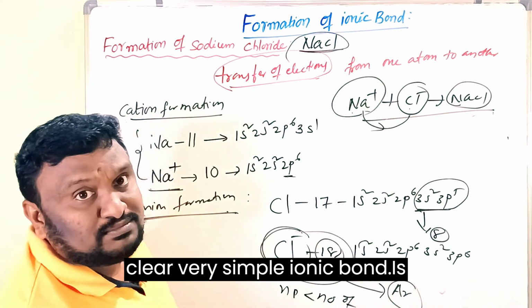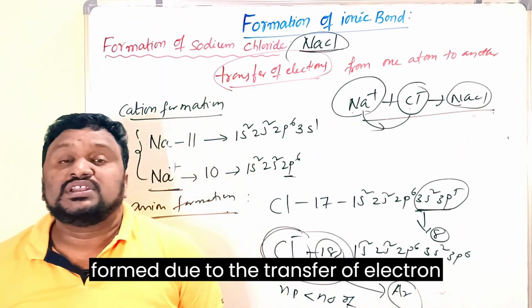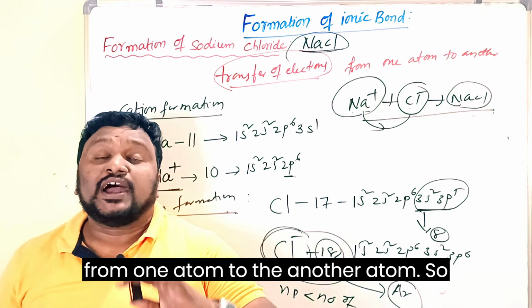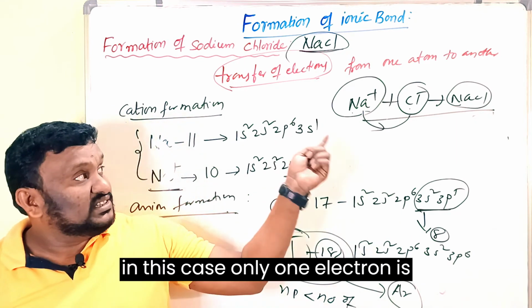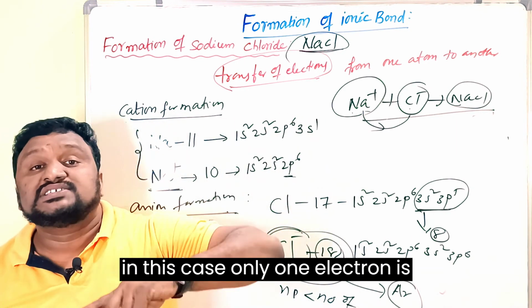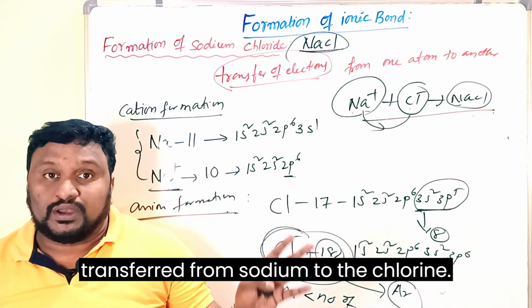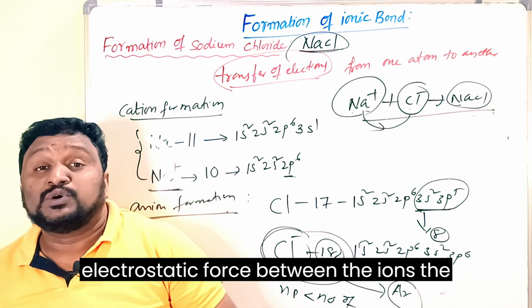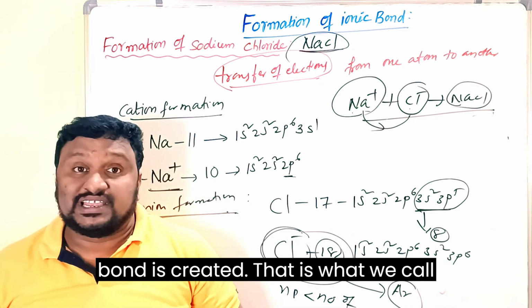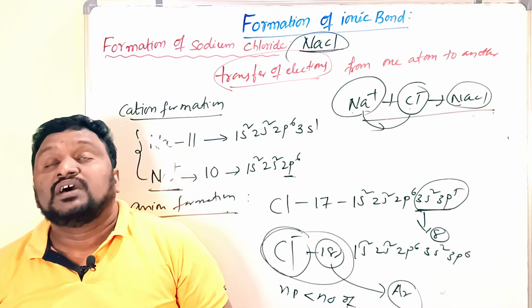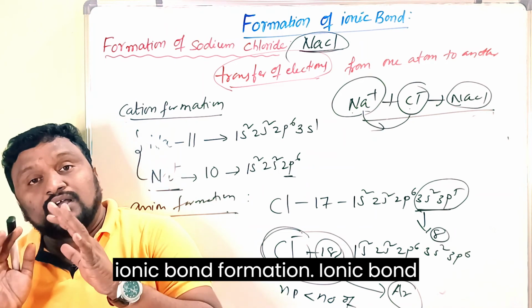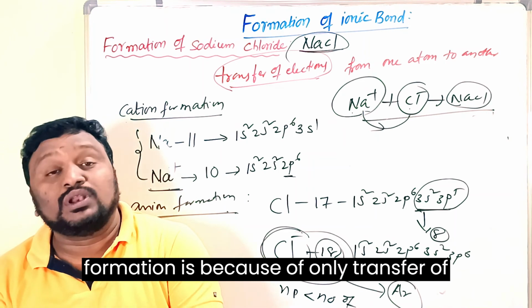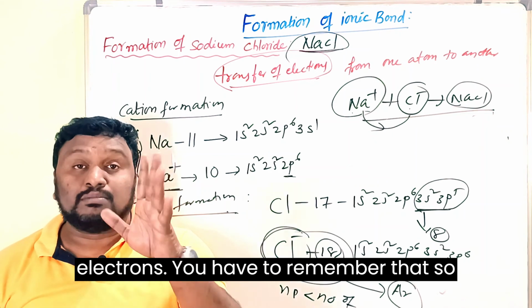Clear? Very simple. Ionic bond is formed due to the transfer of electron from one atom to another atom. So in this case only one electron is transferred from sodium to the chlorine. So due to the electrostatic force between the ions, the bond is created. That is what we call ionic bond formation. Ionic bond formation is because of only transfer of electrons. You have to remember that.